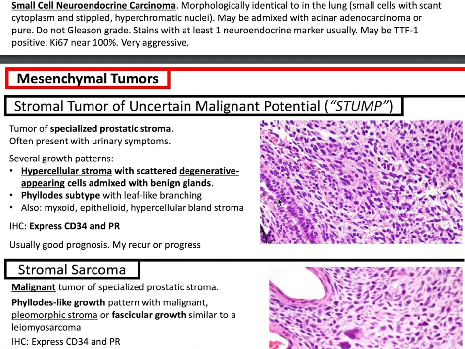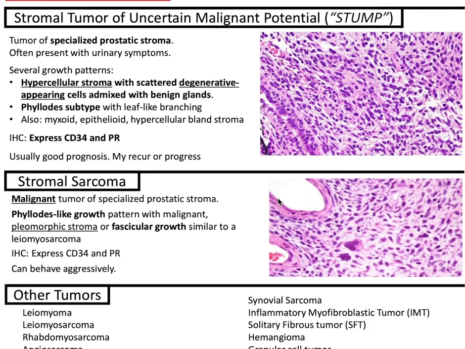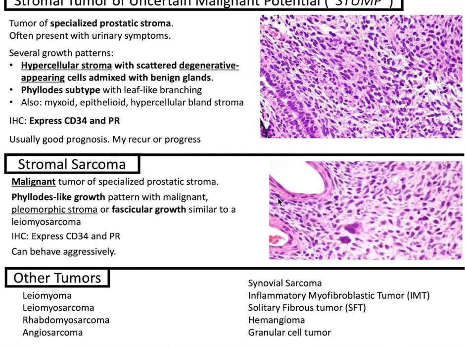You can have several growth patterns: hypercellular stroma with degenerative appearing cells mixed with benign glands, a phyllodes subtype with leaf-like branching. It's CD34 and PR positive, and it's a tumor of specialized prostatic stroma. Stromal sarcoma is a malignant tumor where it can have a phyllodes-like growth with malignant pleomorphic stroma or fascicular growth similar to a leiomyosarcoma, and expresses CD34 and PR as well.